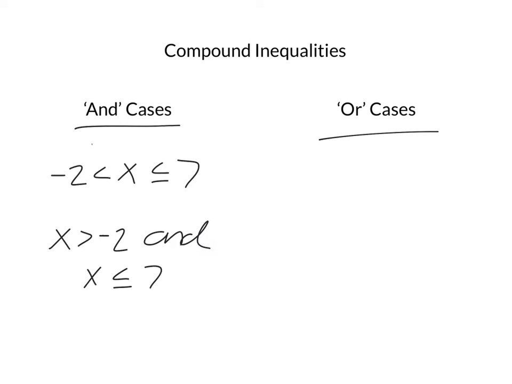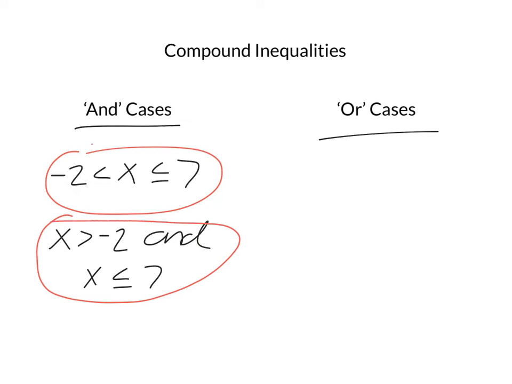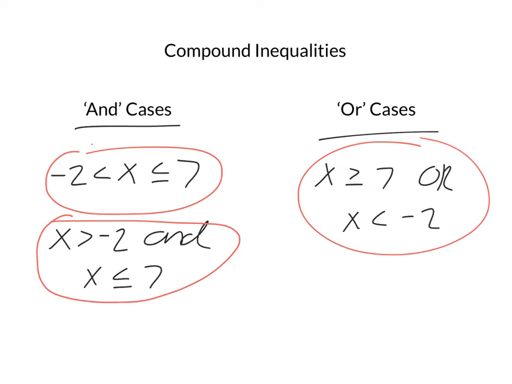On the IXL assignment from the other day, you definitely saw both of these different types of cases, with the word and or just all as one. The OR cases, on the other hand, you only see one way. You see x is greater than or equal to 7 or x is less than negative 2. Those always just have the word or in them, and it's just two inequalities joined by the word or.